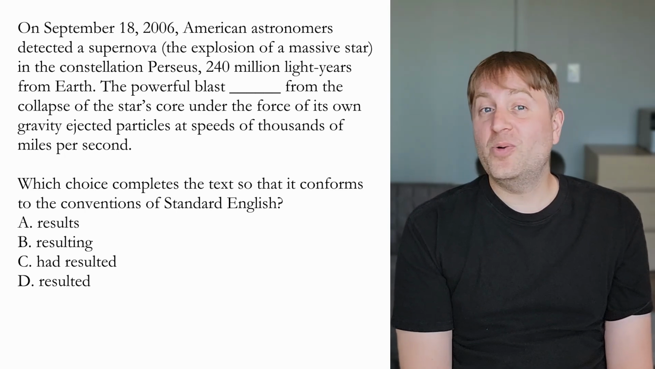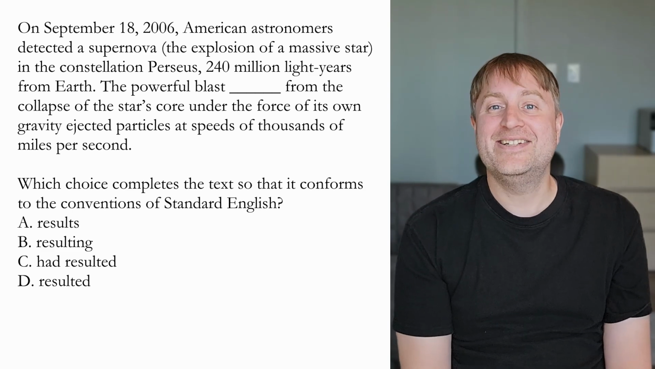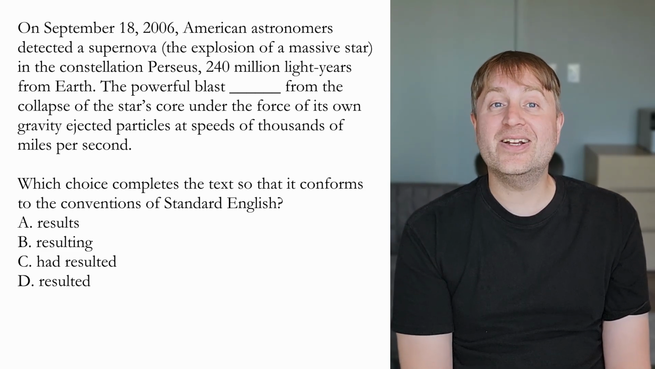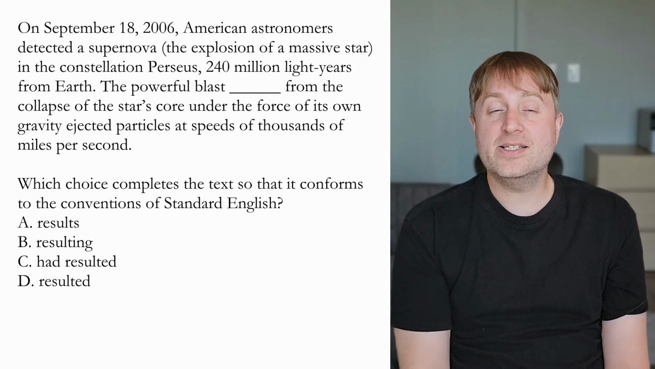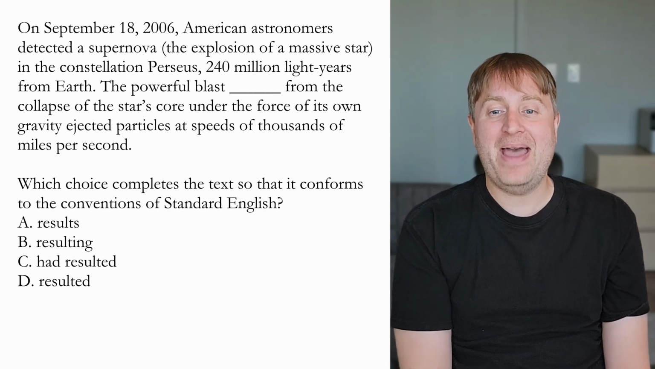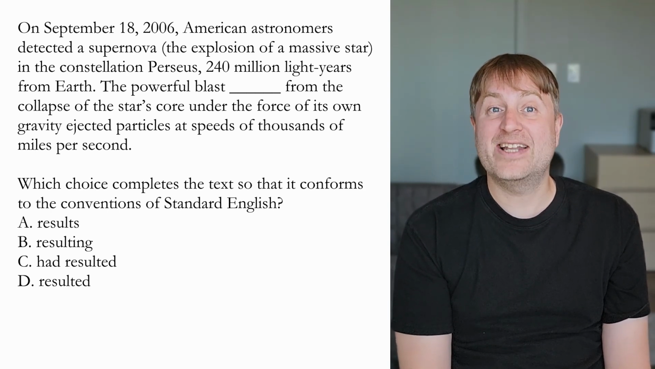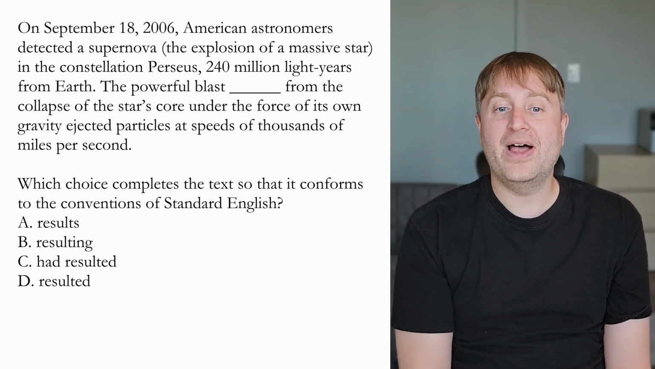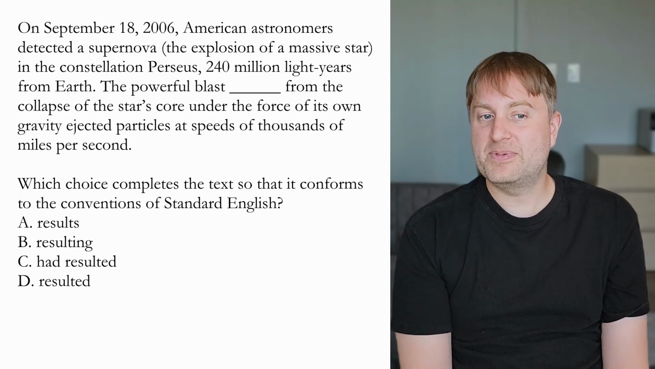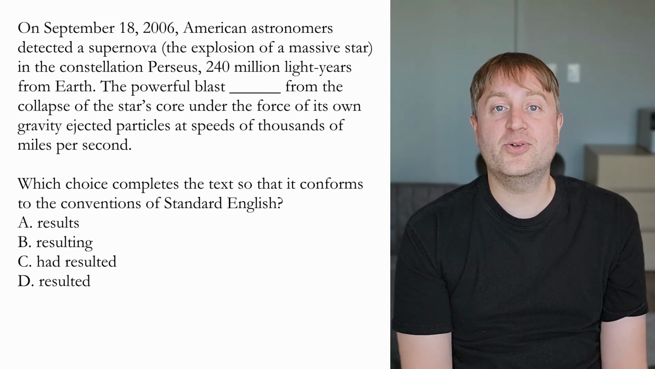Now, if you're reading this question quickly and aren't paying attention to the end of the sentence, your ear is going to tell you that you need to supply a main verb. And because it's talking about something that happened in the past, you'll probably pick answer choice D. It sounds right on its own. The powerful blast resulted from the collapse of the star's core under the force of its own gravity.